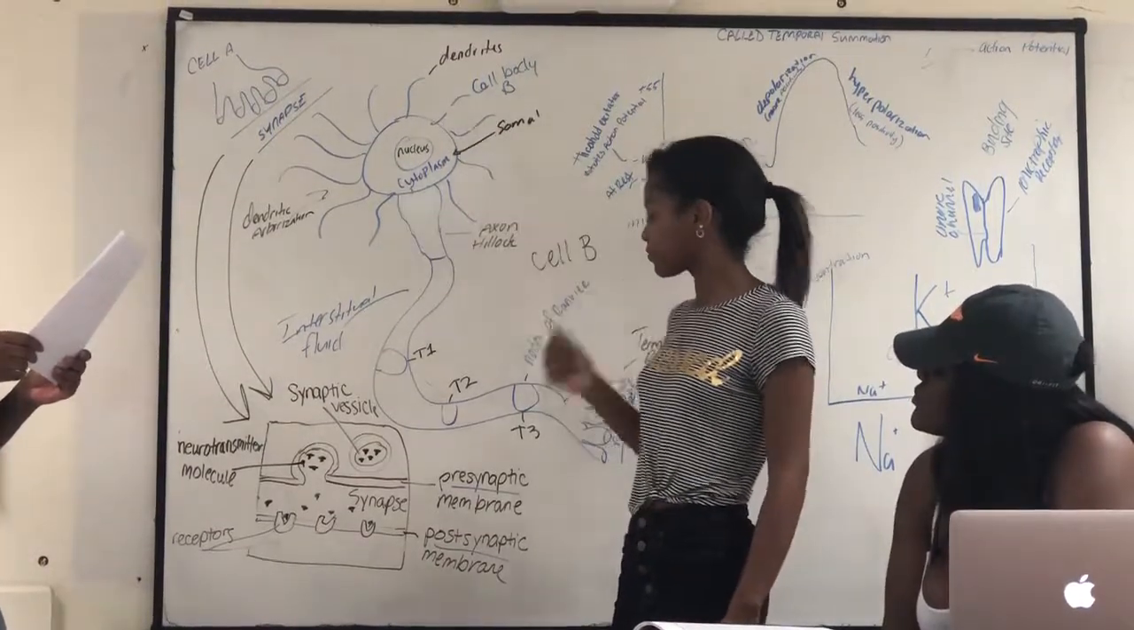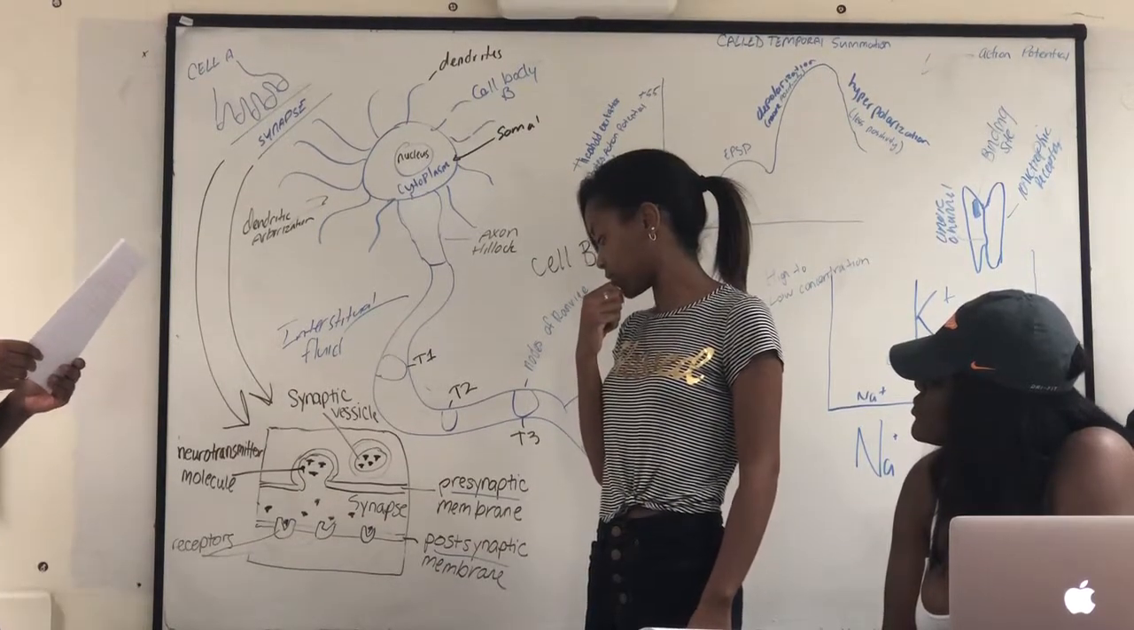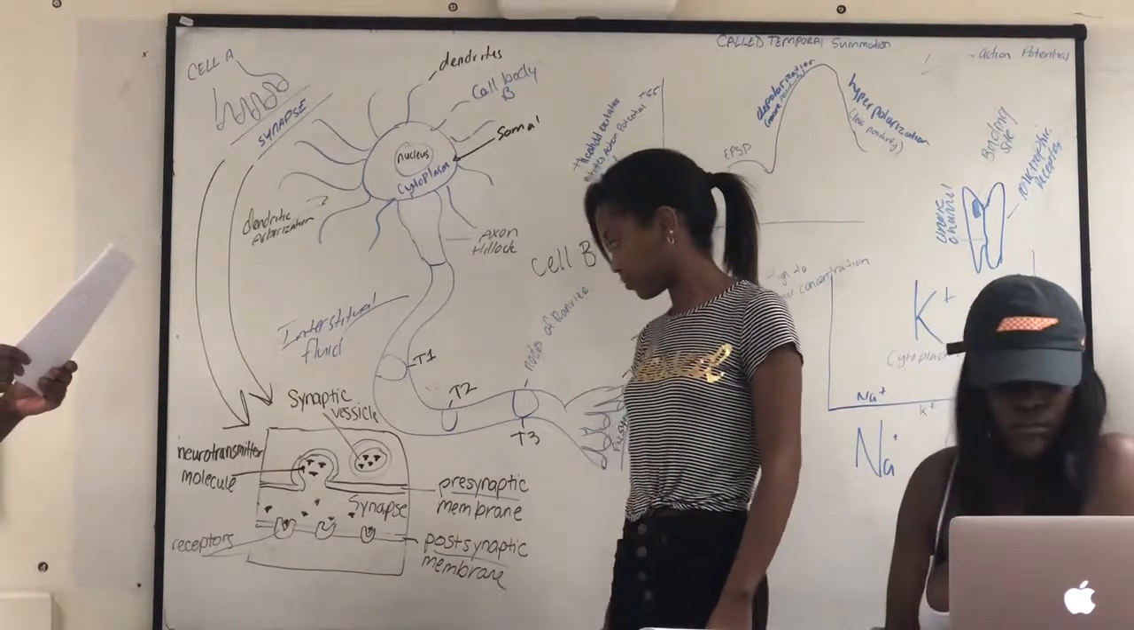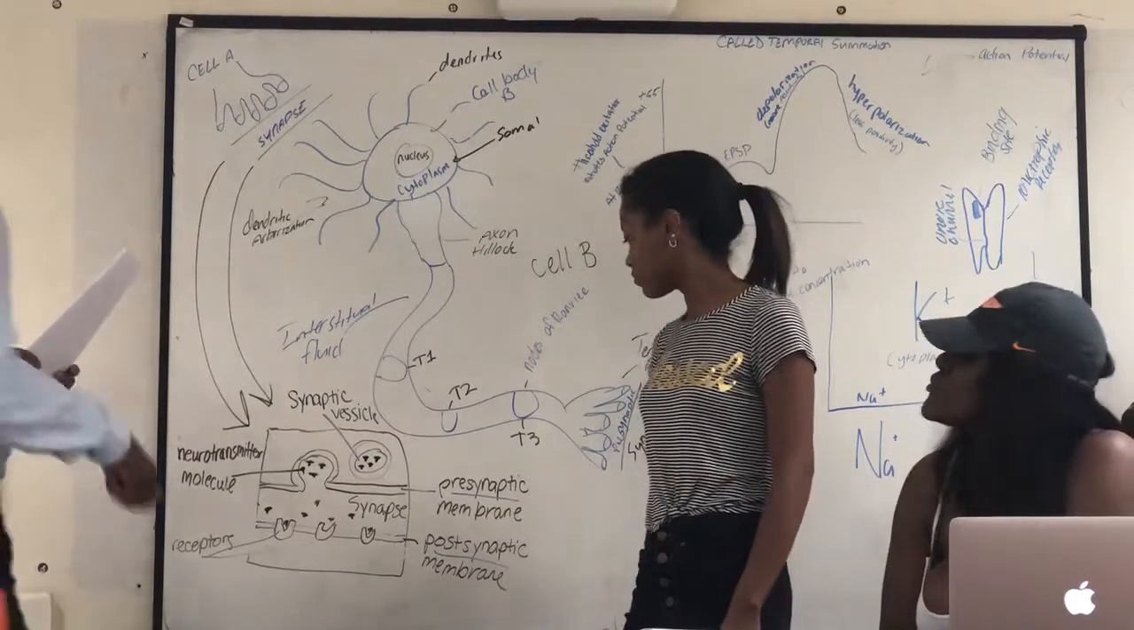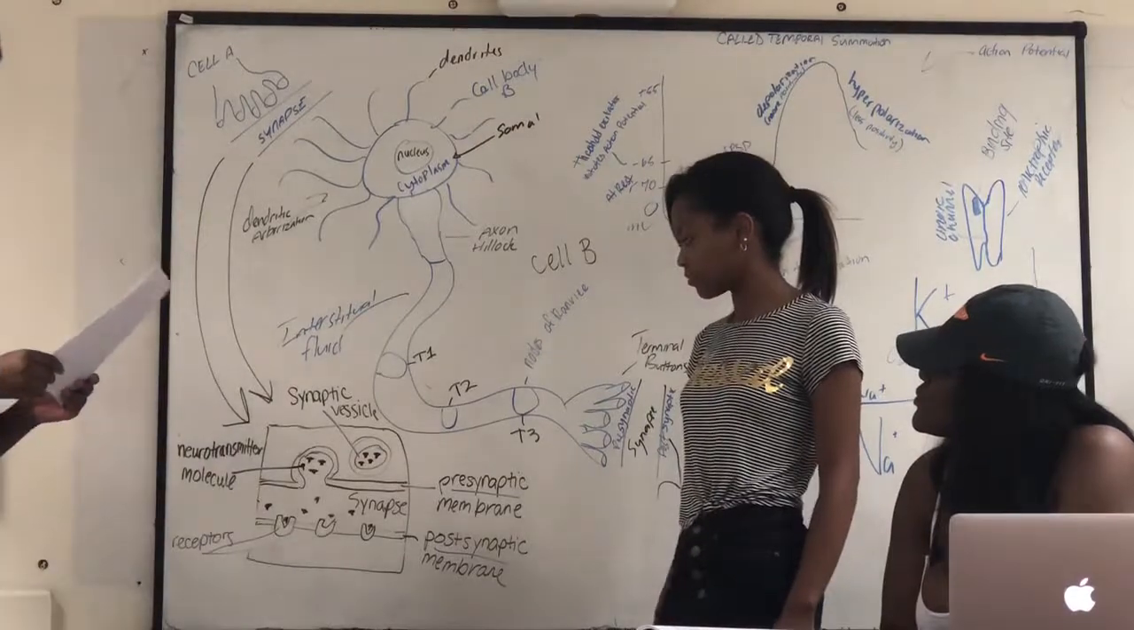The postsynaptic membrane is made of a lipid bilayer and the cytoplasm is located on the inside of the cell, whereas the interstitial fluid is surrounding the outside of the cell, and the receptor expands in order to receive the neurotransmitter.